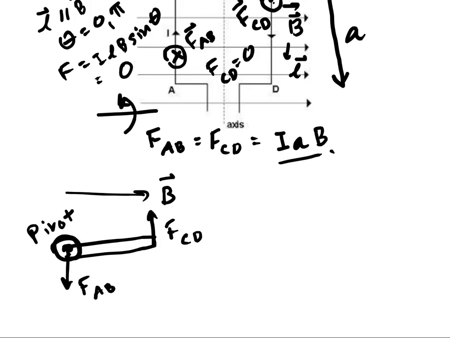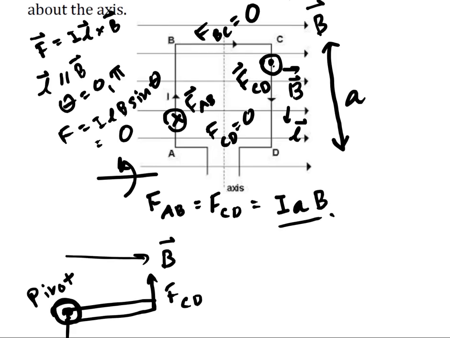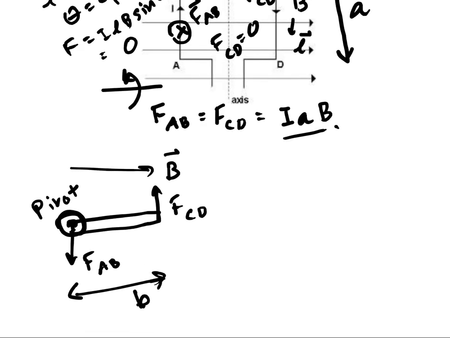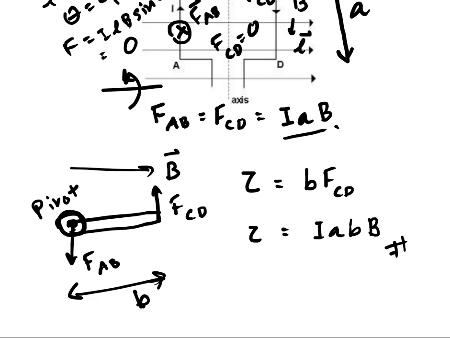Firstly, you are given the dimension of your wire, the size of BC as small b here. So here, the torque will be given by the distance b times the force at CD. So the magnitude of the torque will become I A b times the magnetic field, which is your answer.